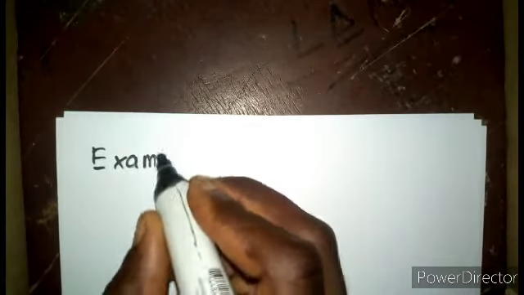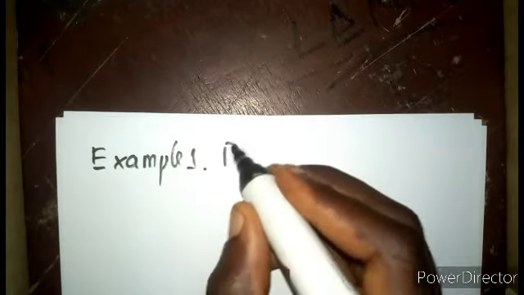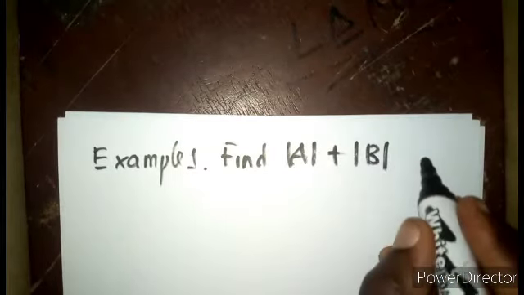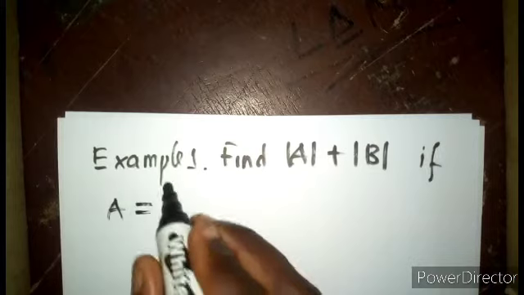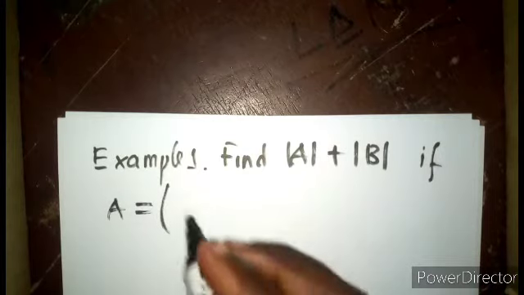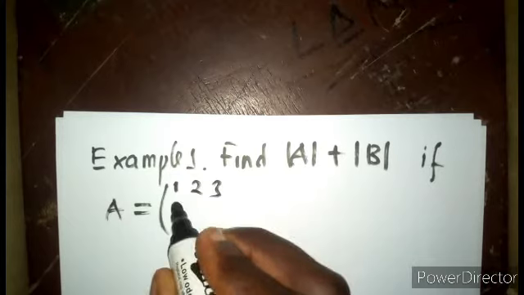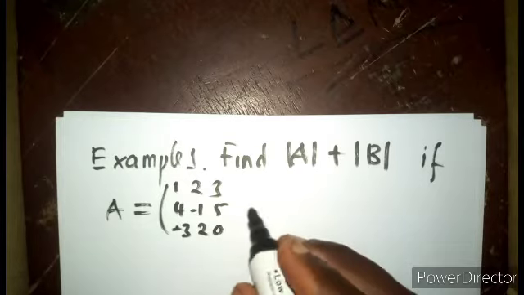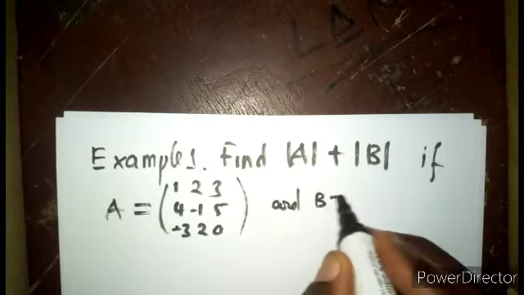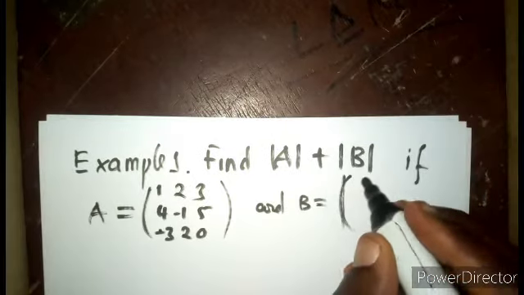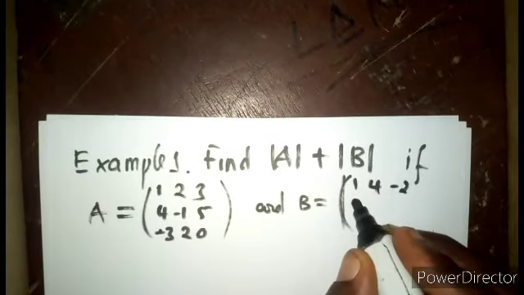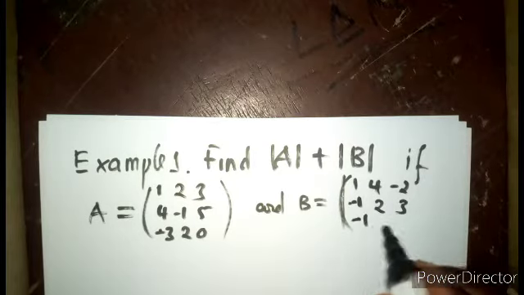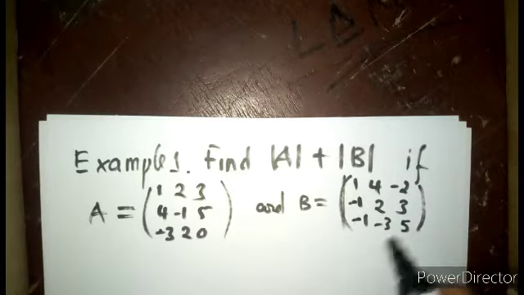Example 1. Find the determinant of A plus the determinant of B if A is the matrix 1, 2, 3, 4, minus 1, 5, minus 3, 2, 0, and B is the matrix 1, 4, minus 2, minus 1, 2, 3, minus 1, minus 3, 5.